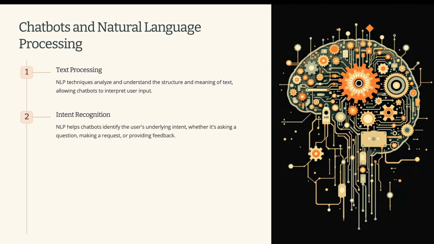Next, intent recognition is a key function of NLP. It helps chatbots understand the underlying purpose behind a user's message, whether a user is asking a question, making a request, or providing feedback. NLP enables the chatbot to accurately determine the intent behind the words. This allows the chatbot to respond appropriately, providing answers, offering help, or acknowledging feedback.